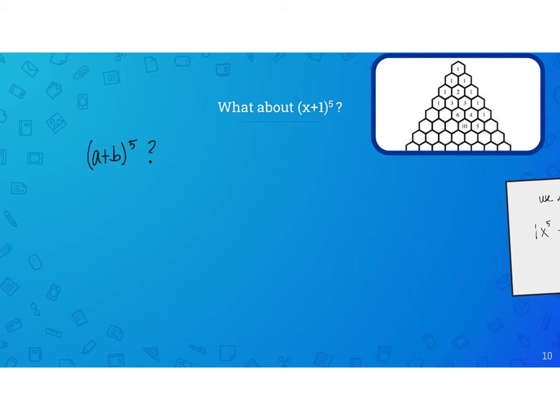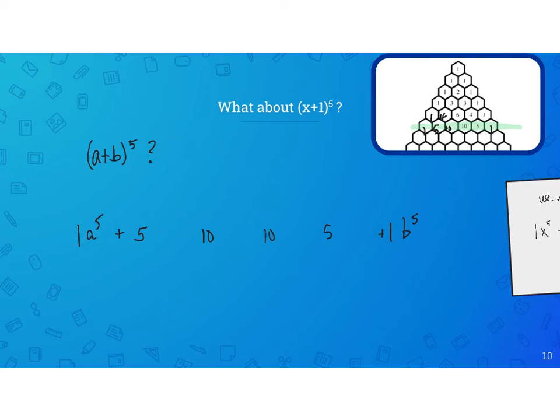Let's try one more. Let's use the fifth row of Pascal's triangle to figure out this expansion. Filling in the fifth row, we have 1, 5, 10, 10, 5, and 1. So those are the numbers I want to use. And then again, remembering the pattern, we have a to the 5th at the beginning and b to the 5th at the end. So far so good.